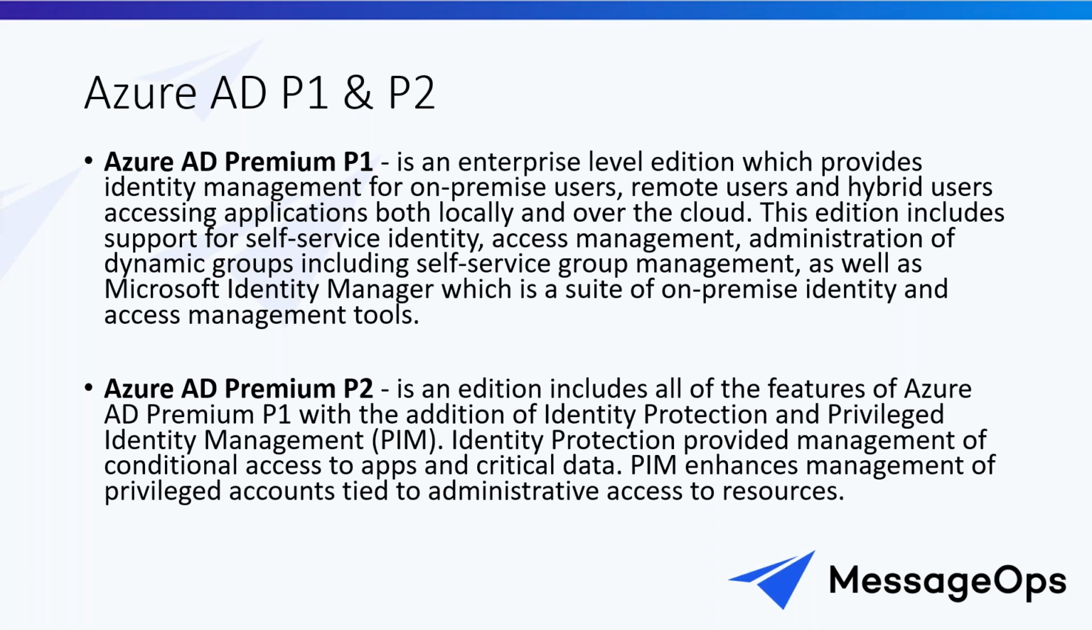With P2, you get everything that's in P1 with the addition of identity protection and privileged identity management, which we just kind of talked about, PIM, which is privileged identity management. Identity protection provides management of conditional access to apps and critical data. PIM enhances the management of privileged accounts tied to administrative access to resources. So P1 and P2 are very, very similar. P2 just adds some extra capabilities here. So this is the official breakdown directly from Microsoft.